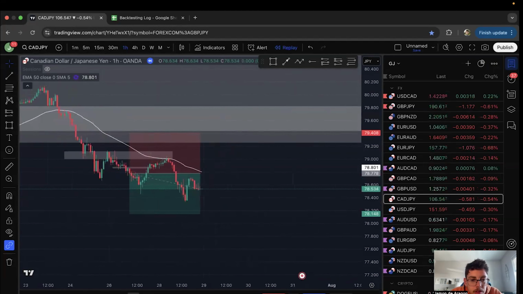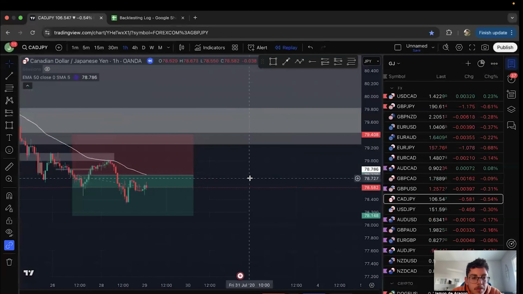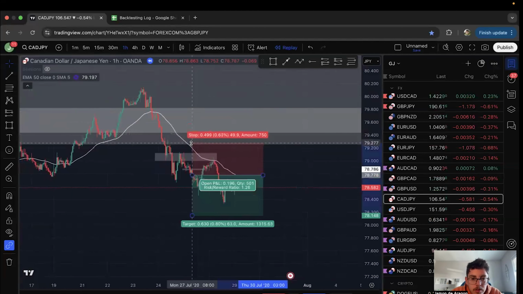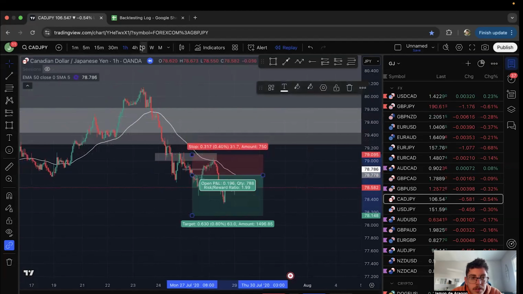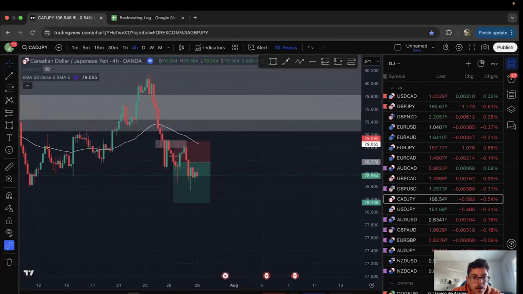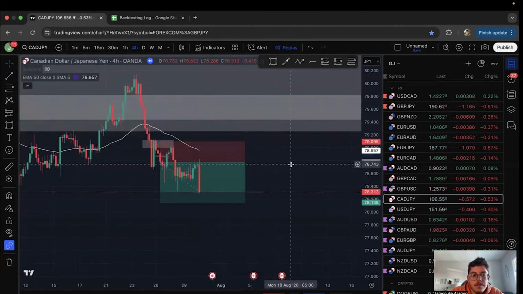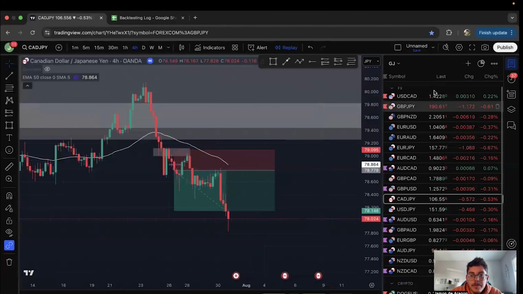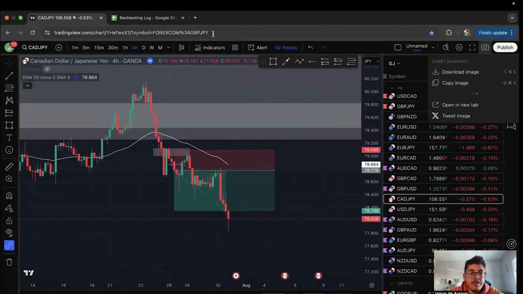Almost wanted to dip down a little bit. Gonna go ahead and decrease our risk while we're here just to play it safe. All right, let's see a take profit hit, please. Bingo, 1.5% gain.